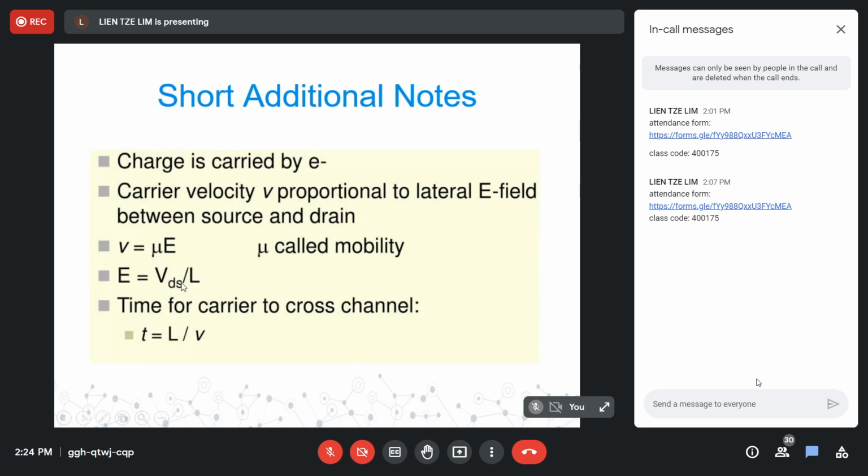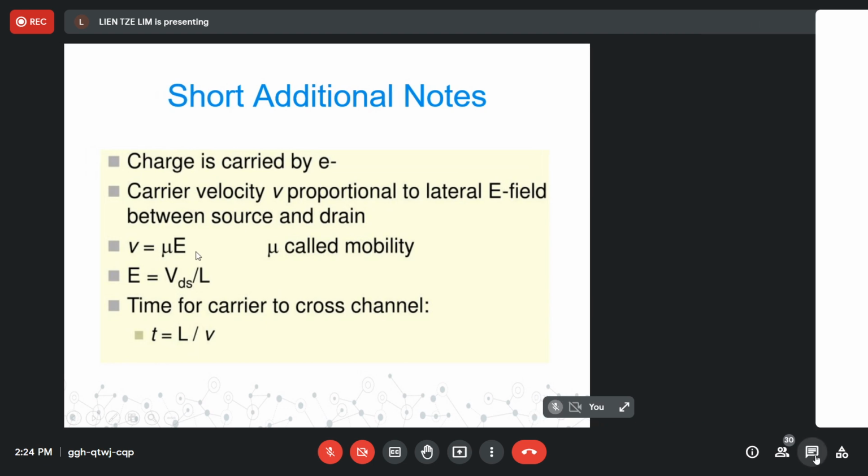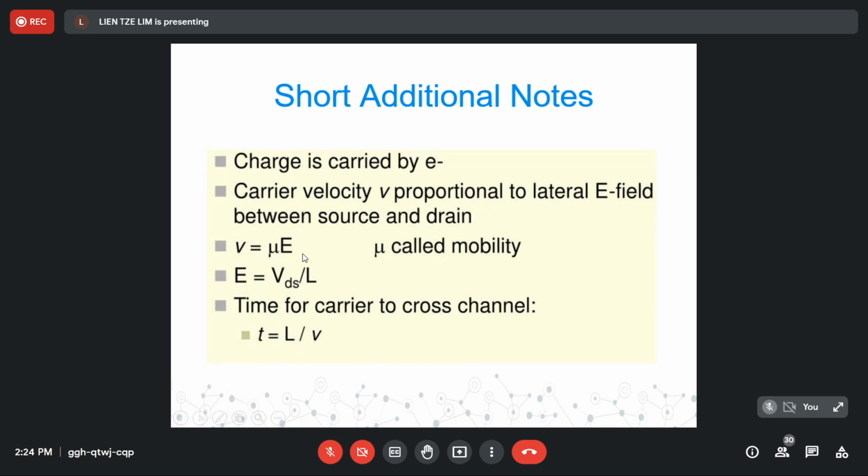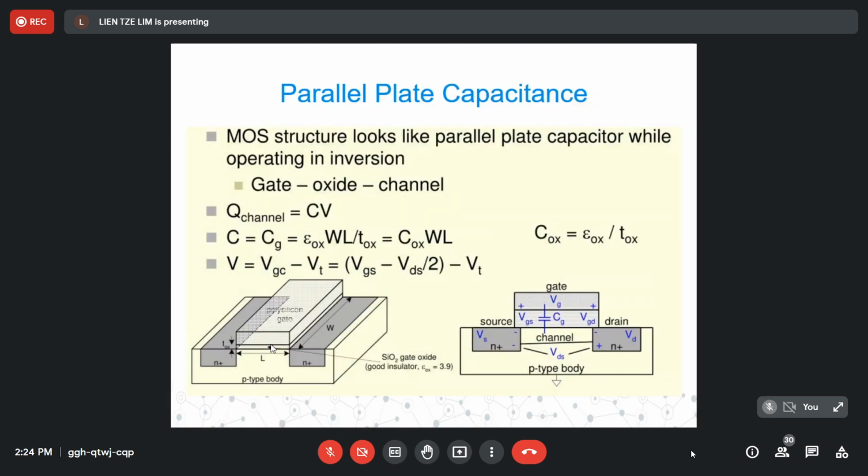So this one you don't need to memorize or remember, just to show you for knowledge. The time for a carrier to cross the channel we can also determine. What I want to emphasize is this one, parallel plate capacitance.